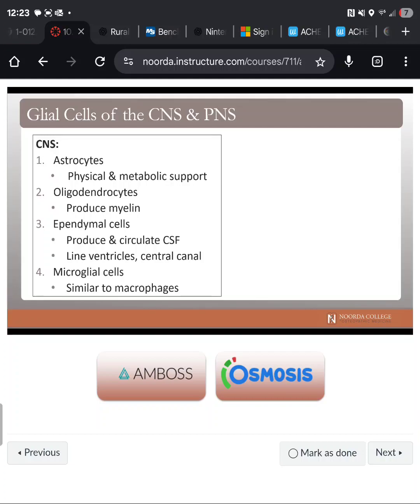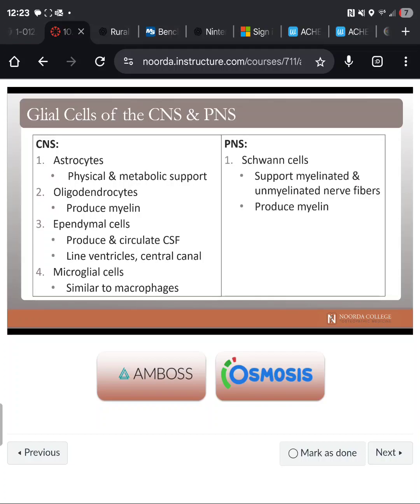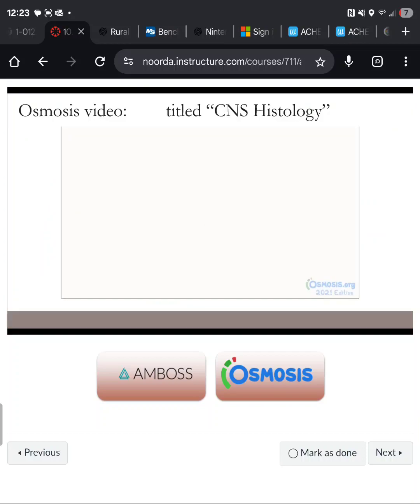Also microglial cells, which have similar function to macrophages. They are antigen-presenting cells, and they have phagocytic properties. I mentioned before that Schwann cells are located in the peripheral nervous system, and they support myelinated and unmyelinated nerve fibers and produce myelin surrounding the axons. Satellite cells are analogous to Schwann cells, and they surround ganglion cell bodies. Please review this video on CNS histology.